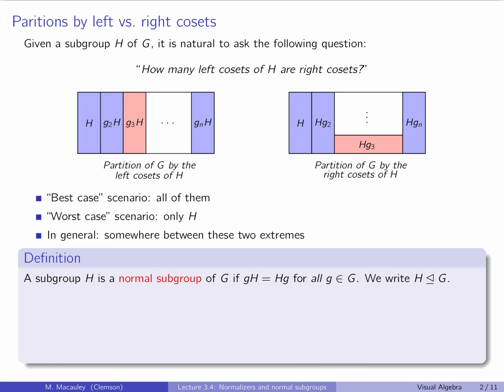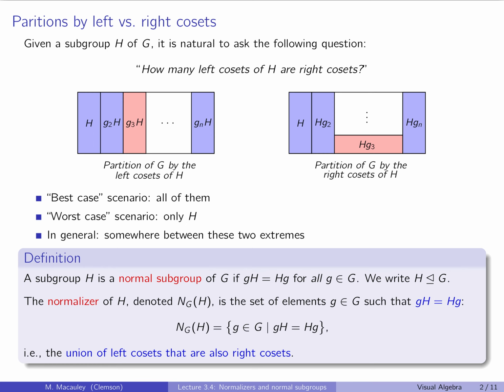Here's a formal definition. A subgroup H is normal in G if every left coset is a right coset. That is, if gH equals Hg for all elements g in G. We write this the same way we do with a subgroup, but we close off the right-hand side to make it a triangle. The normalizer of H, denoted N_G(H), is the set of elements g in G such that gH equals Hg.